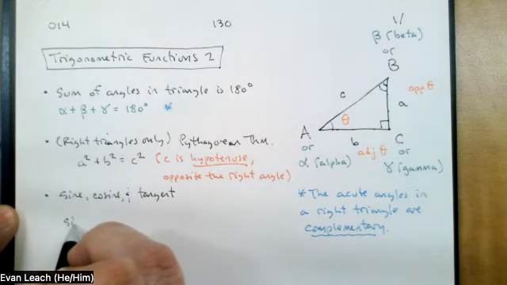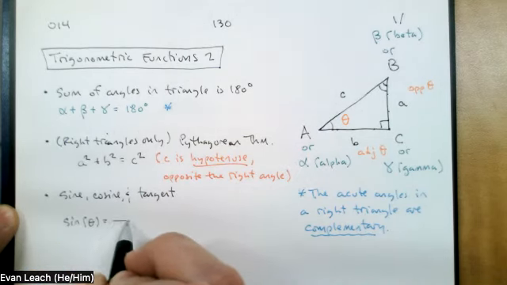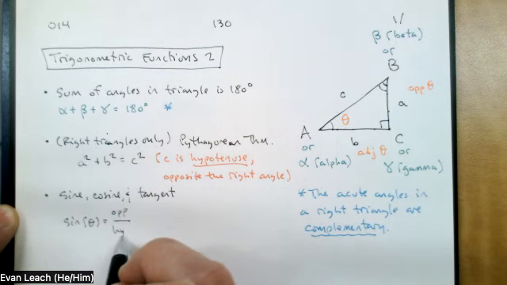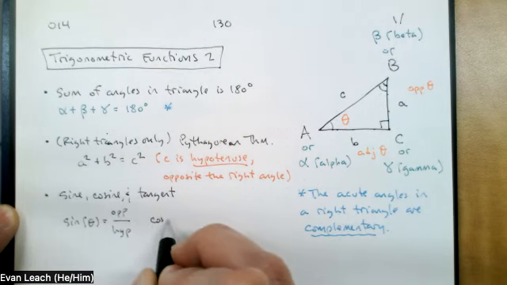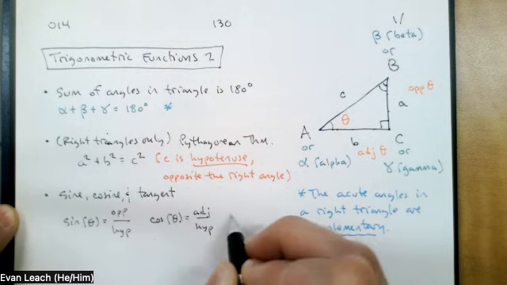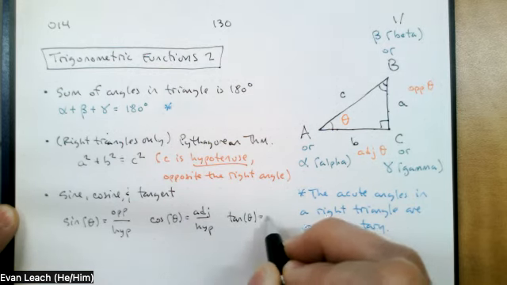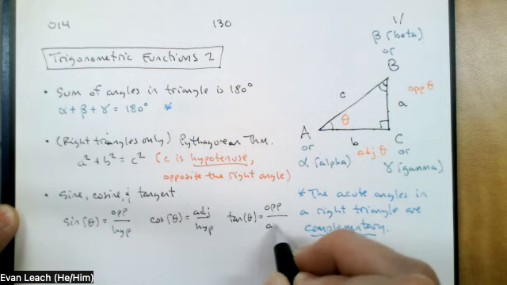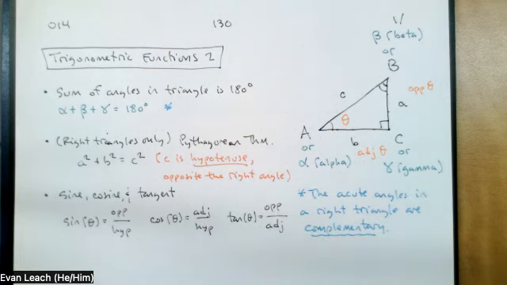So sine of theta is opposite over hypotenuse. What was cosine of theta? Adjacent over hypotenuse. And tangent of theta? Opposite over adjacent. Remember, it doesn't make sense to say opposite and adjacent without hypotenuse somewhere in the mix, because otherwise an angle has two adjacent sides and we need to know which one we're talking about. So this tangent is opposite over adjacent only applies in right triangles.